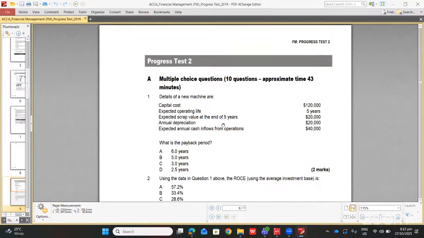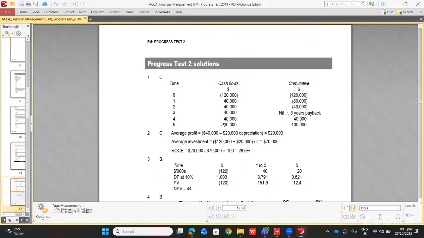Then now we're going to progress test 2 questions. The solutions are right there behind it. So you can go through again. You can rework them. Since we didn't do progress test 4, you can work progress test 4 on your own and then go through the solution.